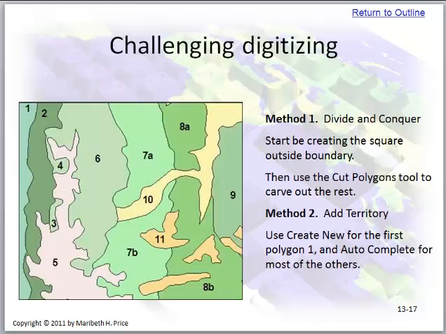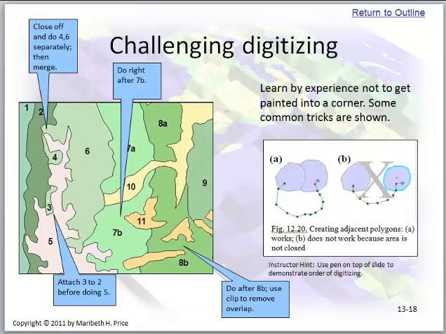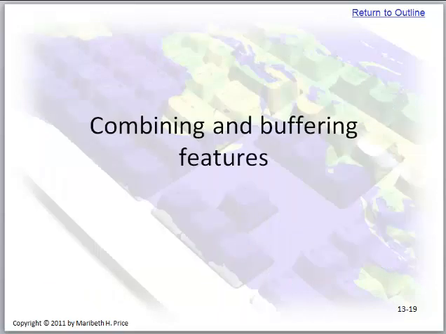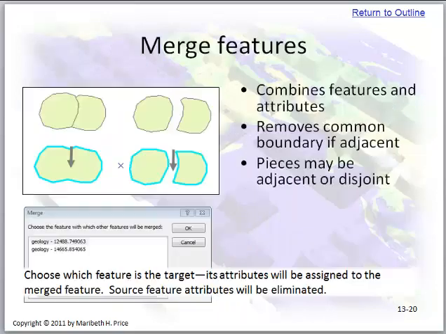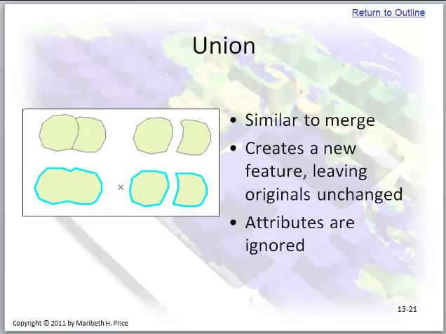I'm probably going to skip through a lot of this. Yeah, we don't need to worry about this digitizing example, nor this. Combining and buffering features. Merge features, combine features and attributes, removes common boundary if adjacent, and pieces may be adjacent or disjoint. We're not going to be dealing with that. It's more advanced.